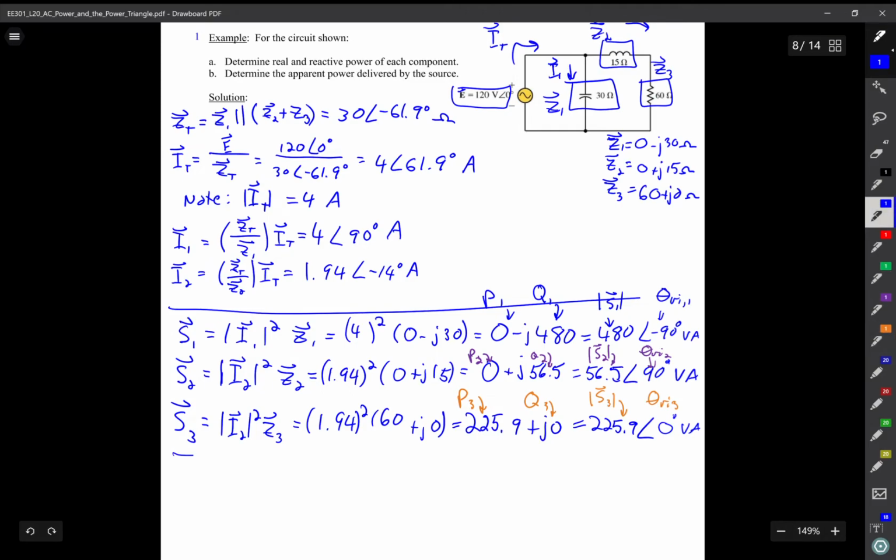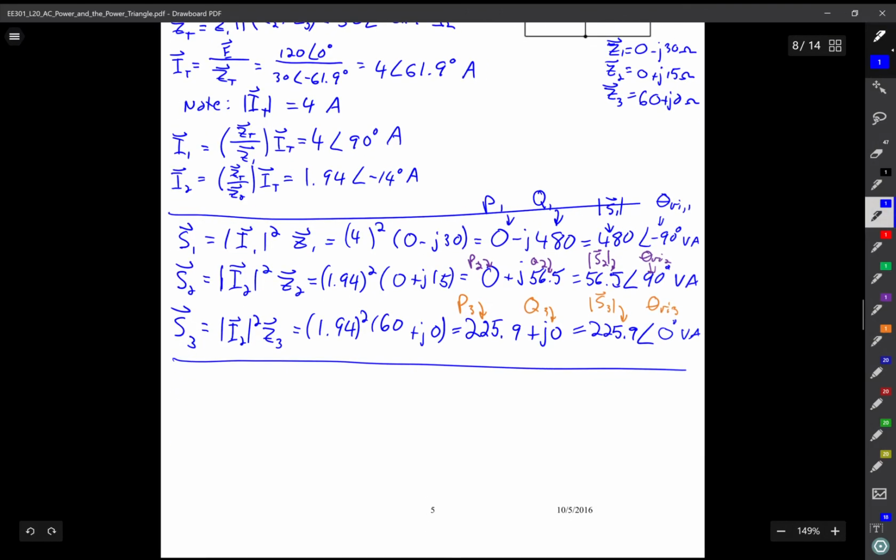Now, notice that when I add those up, I'll get the total complex power, and I'll get, for the total complex power, 225.9 minus J423.5, which is equal to 480 with an angle of minus 61.9 degrees voltamps. Okay, this is equal to S1 plus S2 plus S3.